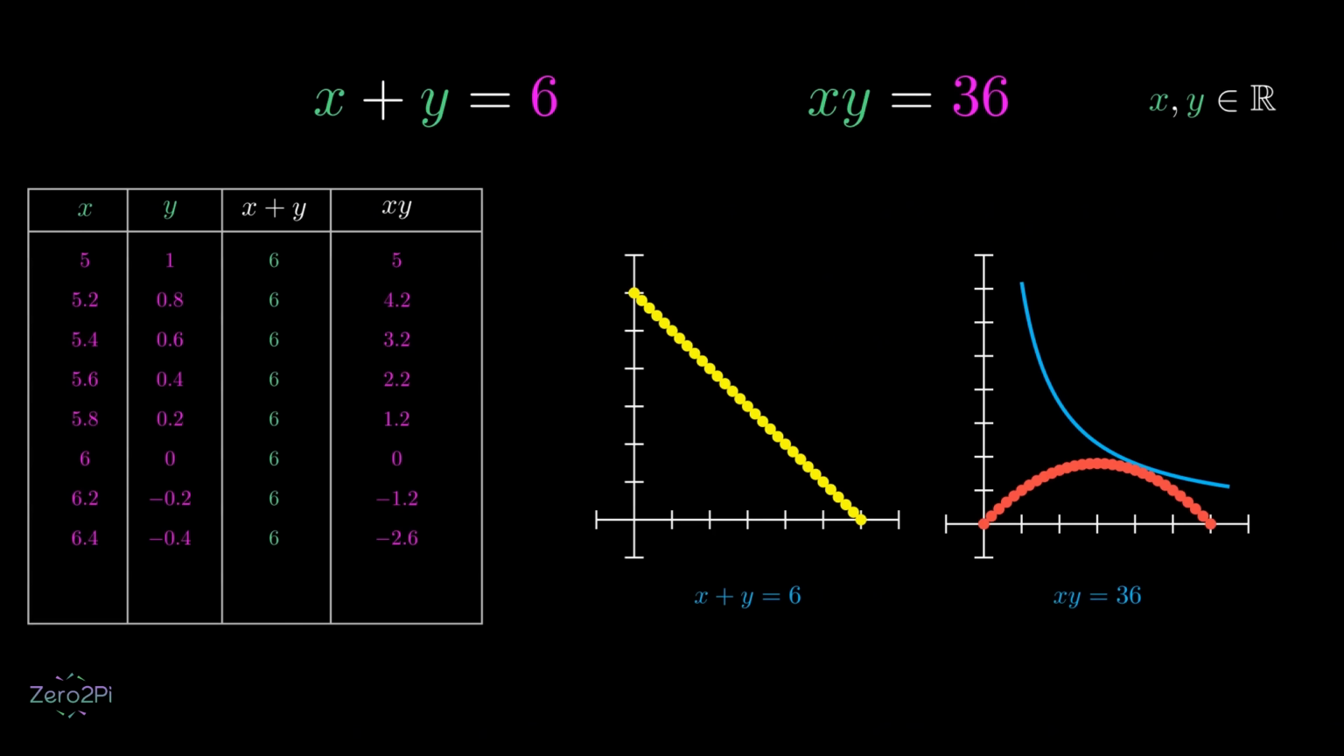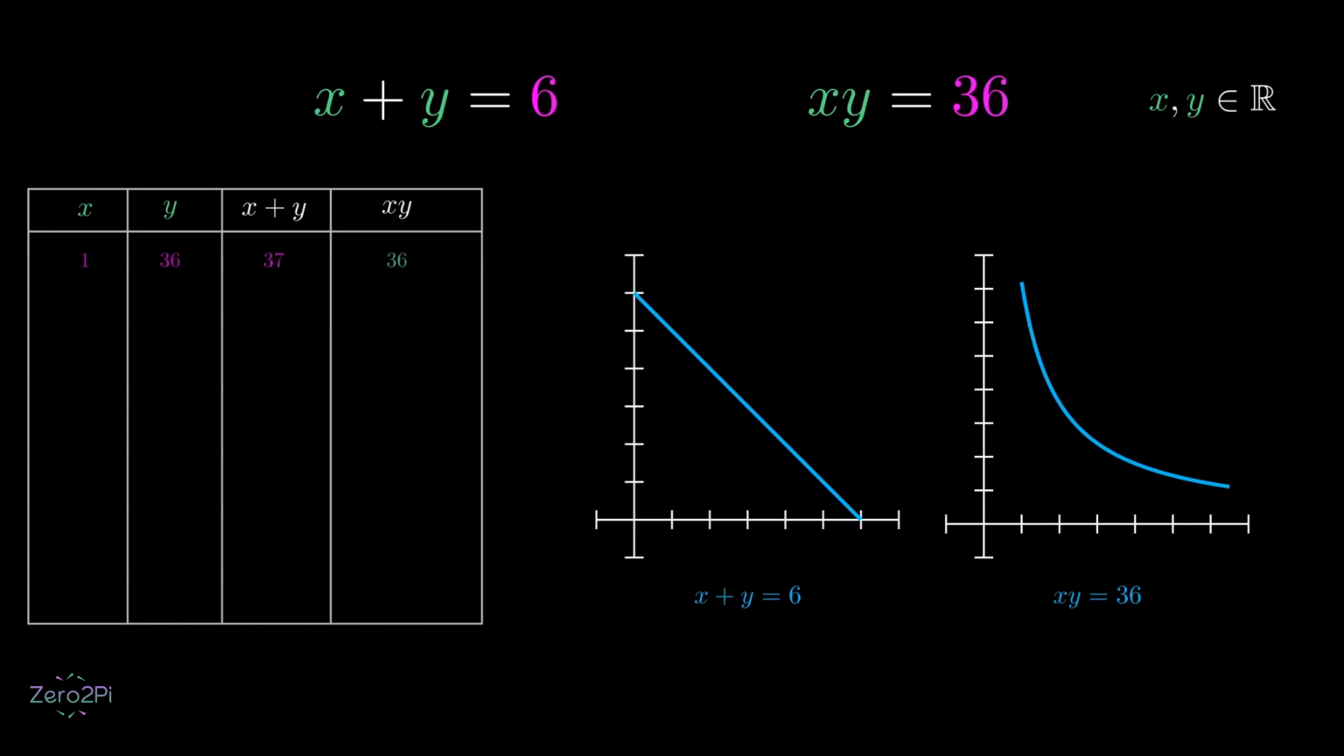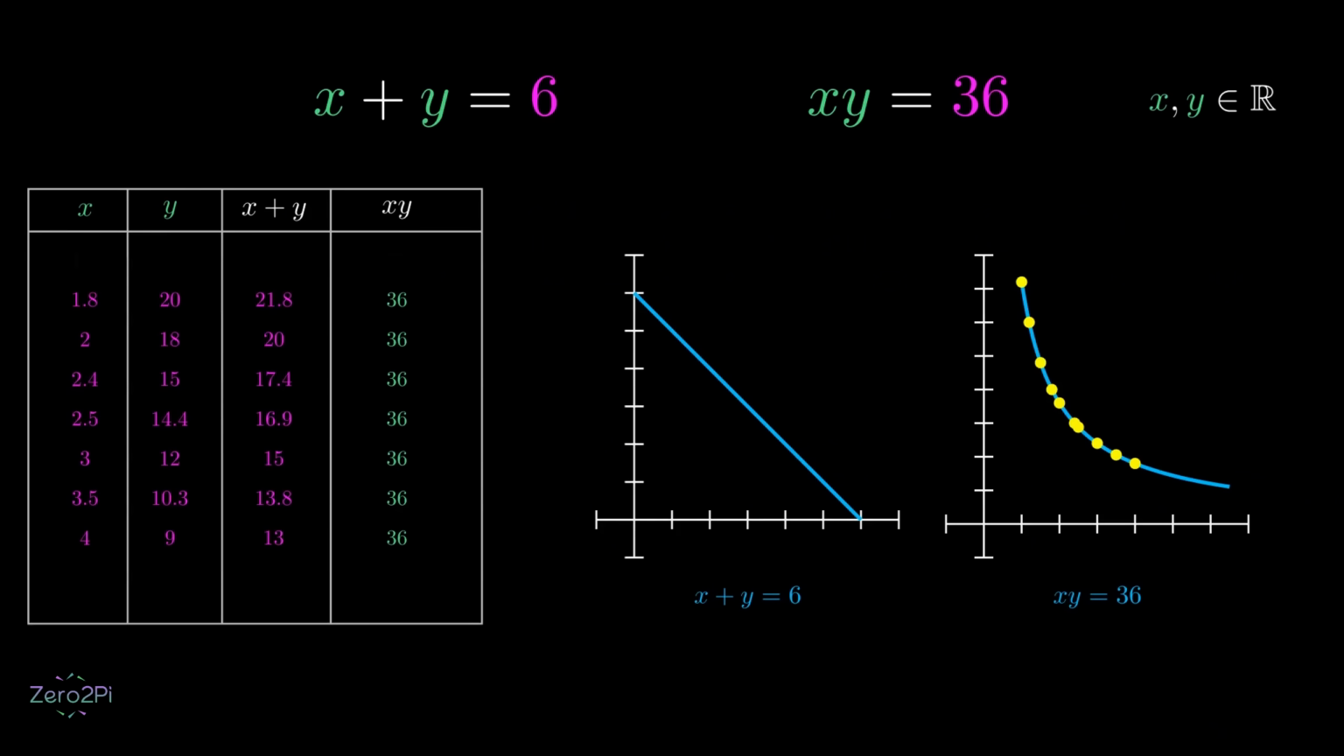Okay, let's try the opposite. What if I force xy to be 36 and see what happens to the sum? Now the yellow dots sit right on the hyperbola. But the points on the other graph are not anywhere close to that line. The sum is definitely not 6 anymore. Do you see the problem? We can satisfy one equation or the other, but not both at the same time. With real numbers, there's just no solution.